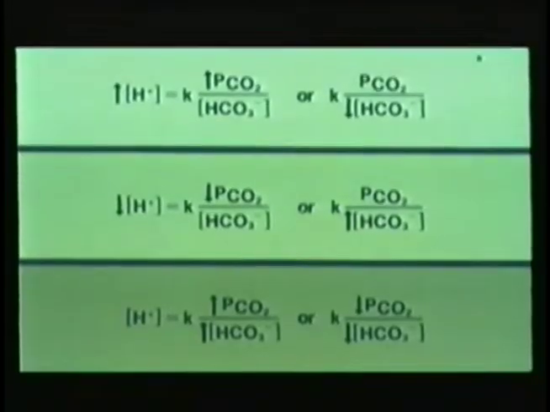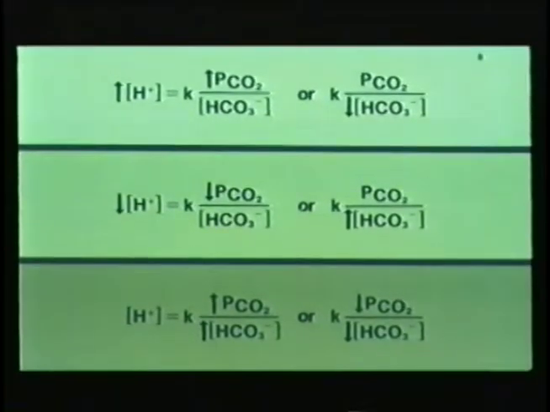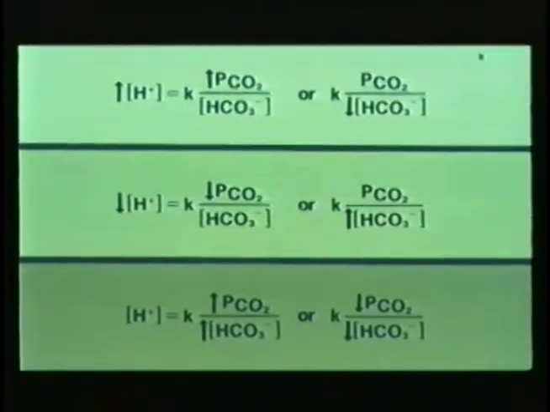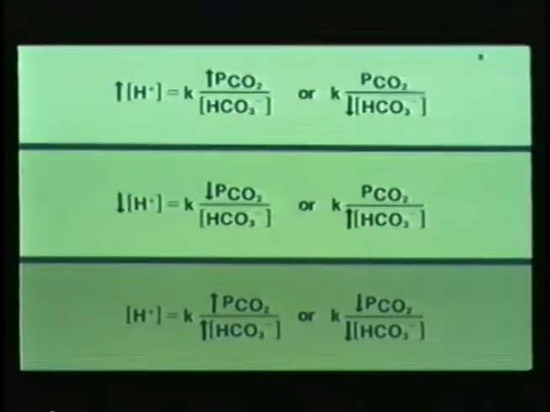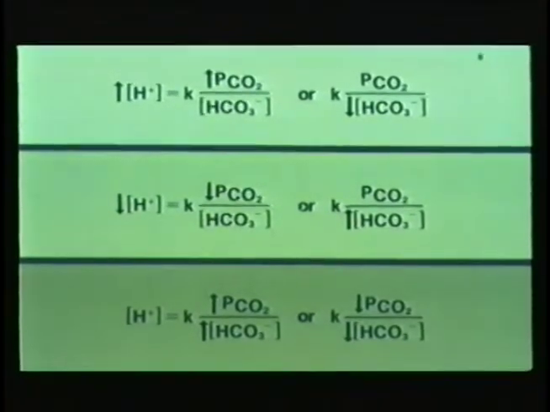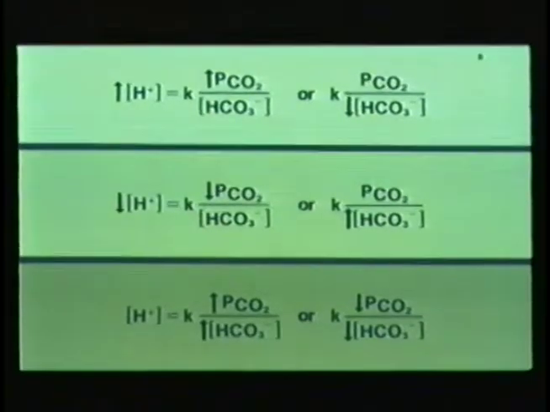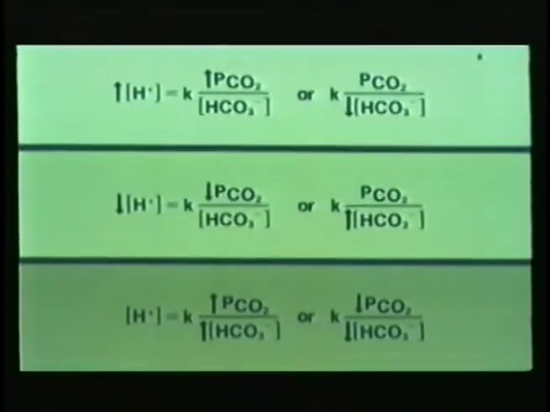8. It is apparent from the Henderson equation that hydrogen ion concentration will be increased by either an increase in PCO2 or a decrease in bicarbonate ion concentration. Conversely, hydrogen ion concentration is diminished by either a decrease in PCO2 or an increase in bicarbonate ion concentration. And if both PCO2 and bicarbonate ion concentration are altered in the same direction by comparable proportions, hydrogen ion concentration remains unaltered.